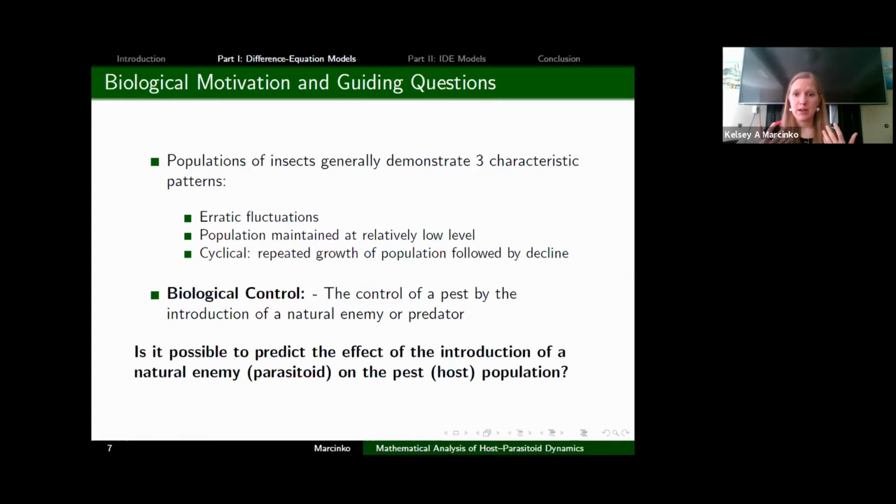One of the, again, biological motivations here is that of biological control, which is defined as the control of some pest by an introduction of a natural enemy or predator. So the guiding question here is: is it possible to predict the effect of the introduction of a natural enemy, the parasitoid, on the host or pest population?